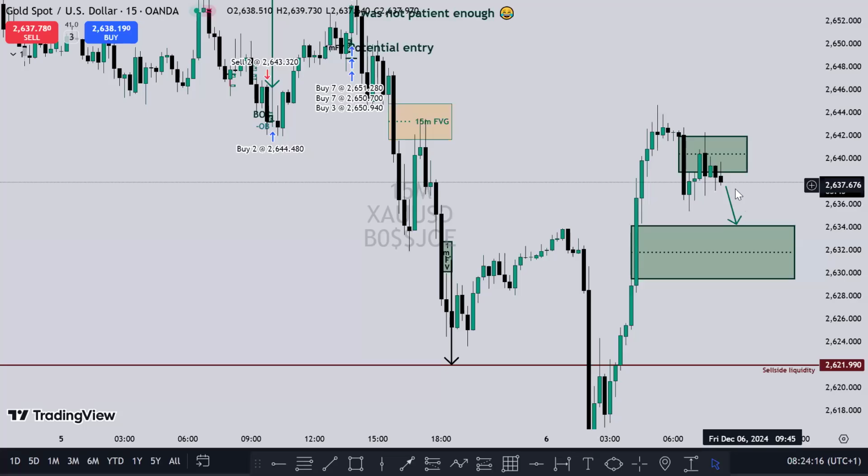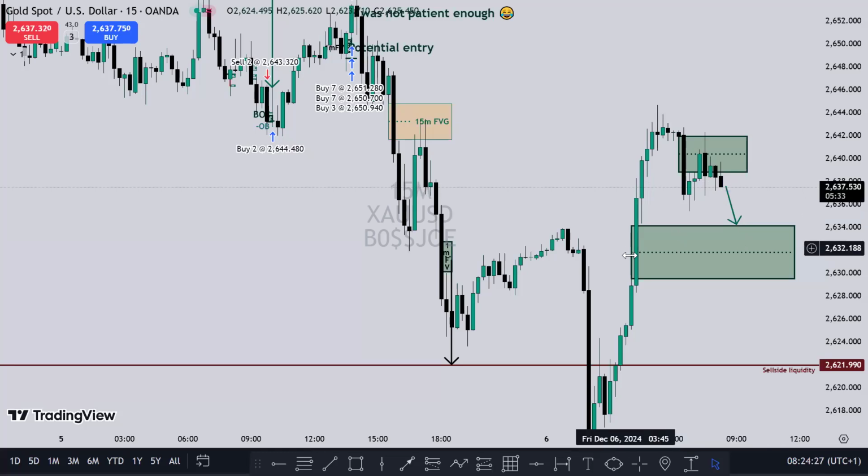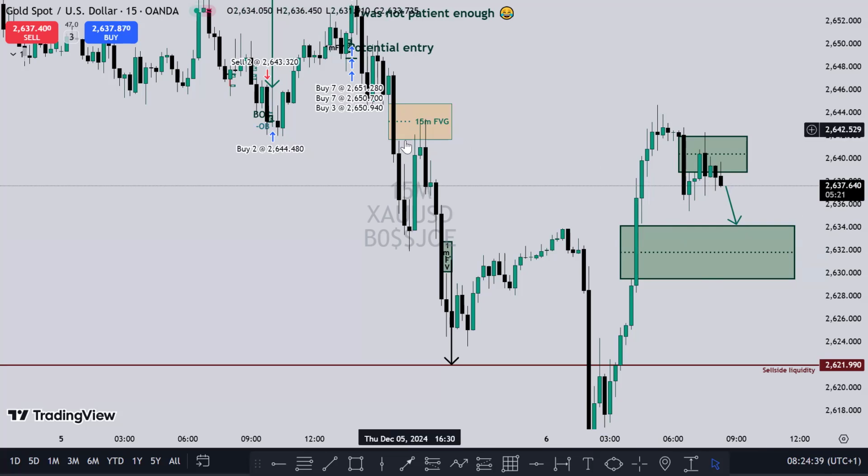So I really see gold reaching for this fair value gap, right? This 15 minutes fair value gap. But before that, this was the assignment I gave you guys yesterday, which I told you guys to head over to the 1 minute time frame.